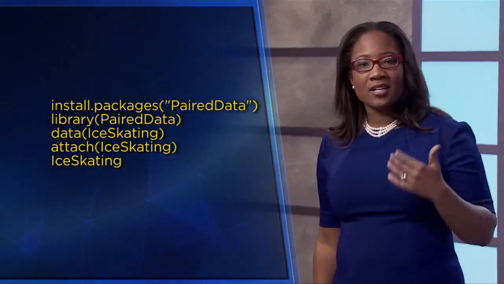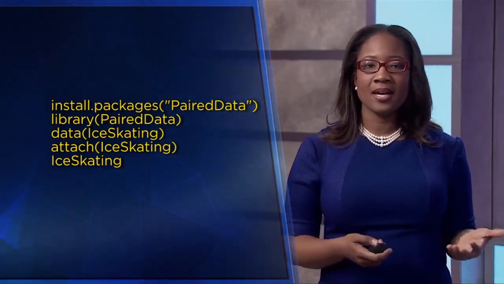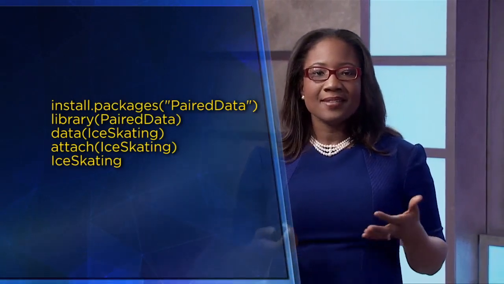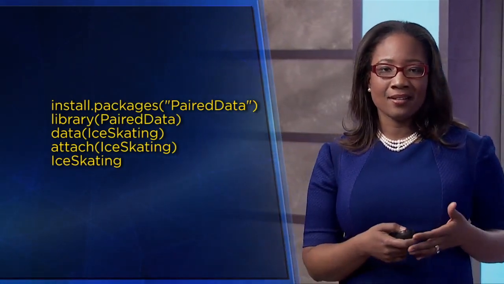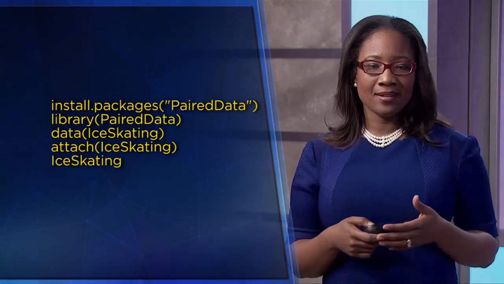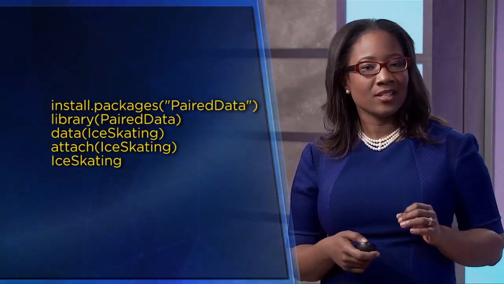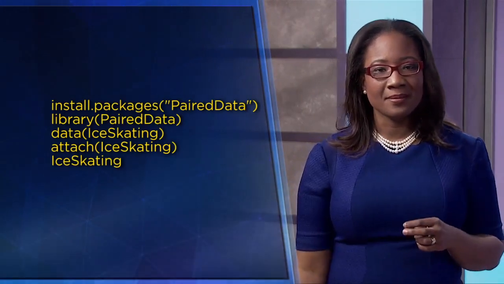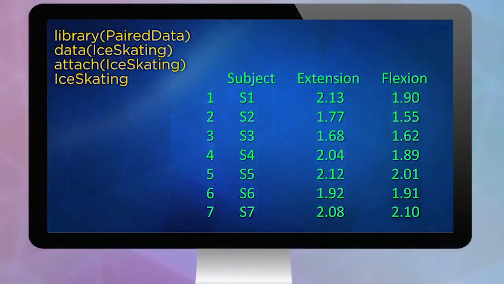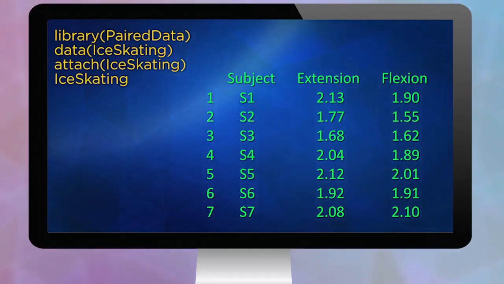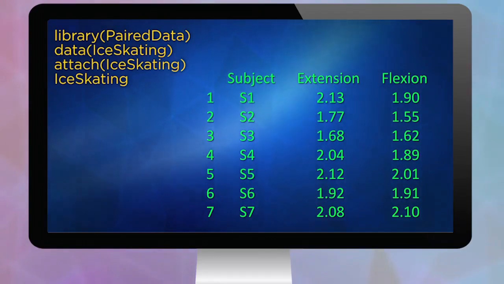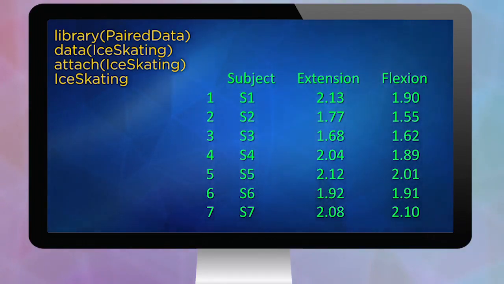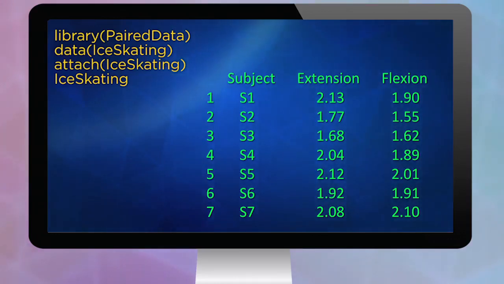Now, bring the package into our session by typing library(PairedData). And the data set we want is IceSkating, so load it with the data command. And we're actually going to attach it with the attach command. All right, let's have a look at this data set. Now, the first column shows we have 7 subjects in this data set, along with the extended speed measurements in column 2, and then you see the flexed speed measurements in column 3.